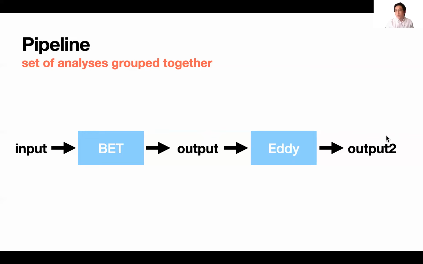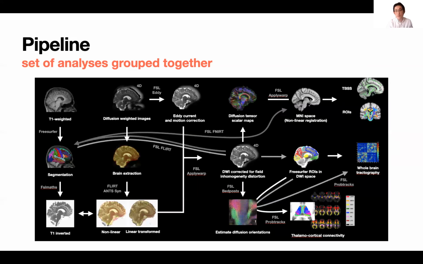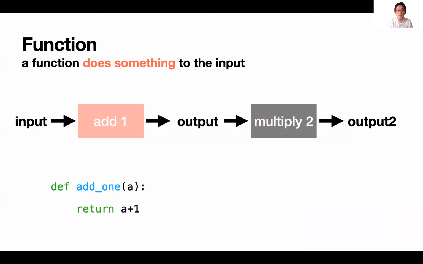But the pipelines that you already use are probably much more complicated than this. This is an example of a pipeline that I used to work with. It looks very confusing, but if you look at one part, it has an input, it has some function, and it has the output. So it is a pipeline. It's just a bunch of functions grouped together in an order. All right, let's start making them in Python.